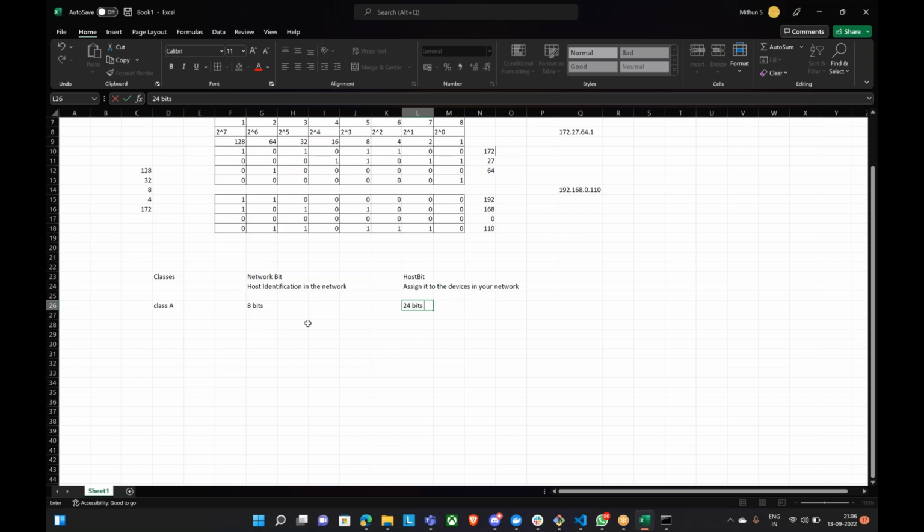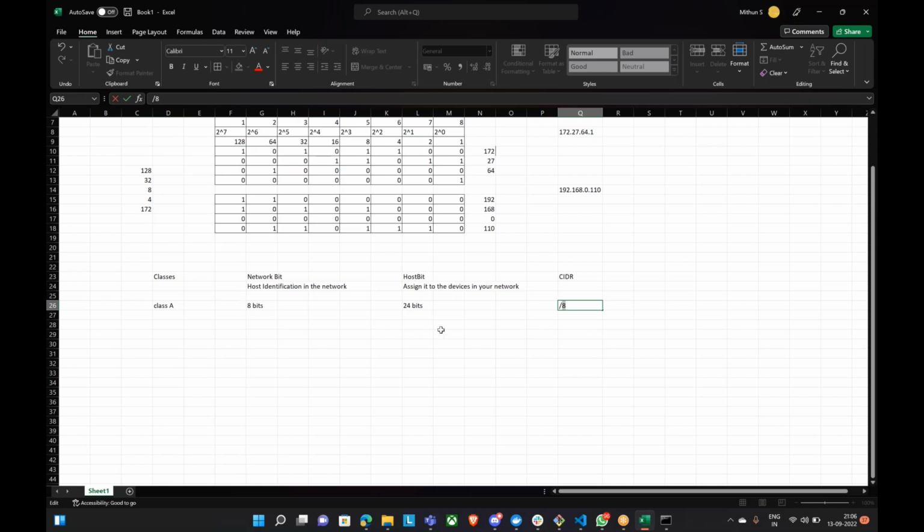You're getting it? And the CIDR value I will write here. So the CIDR value, I will explain this. The CIDR will be /8. The meaning is that you are going to mask the first 8 bits in the IP address. You're getting it?